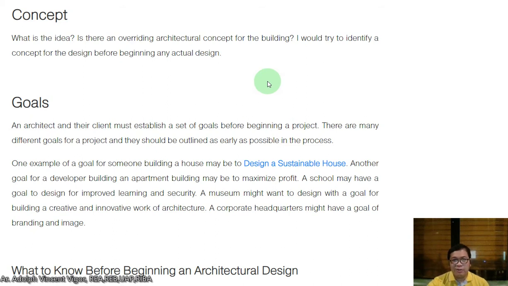And goals. So an architect and their client have goals before beginning a project. So there are many different goals for a project, and it should be outlined as early as possible in the process. For example, a goal for someone building a house would be to design a sustainable house. Another goal for a developer building an apartment building may be to maximize profit. A school may have a goal to design for improved learning and security. A museum might want to design with a goal for building a creative and innovative work of architecture. A corporate headquarters might have a goal of branding and image.